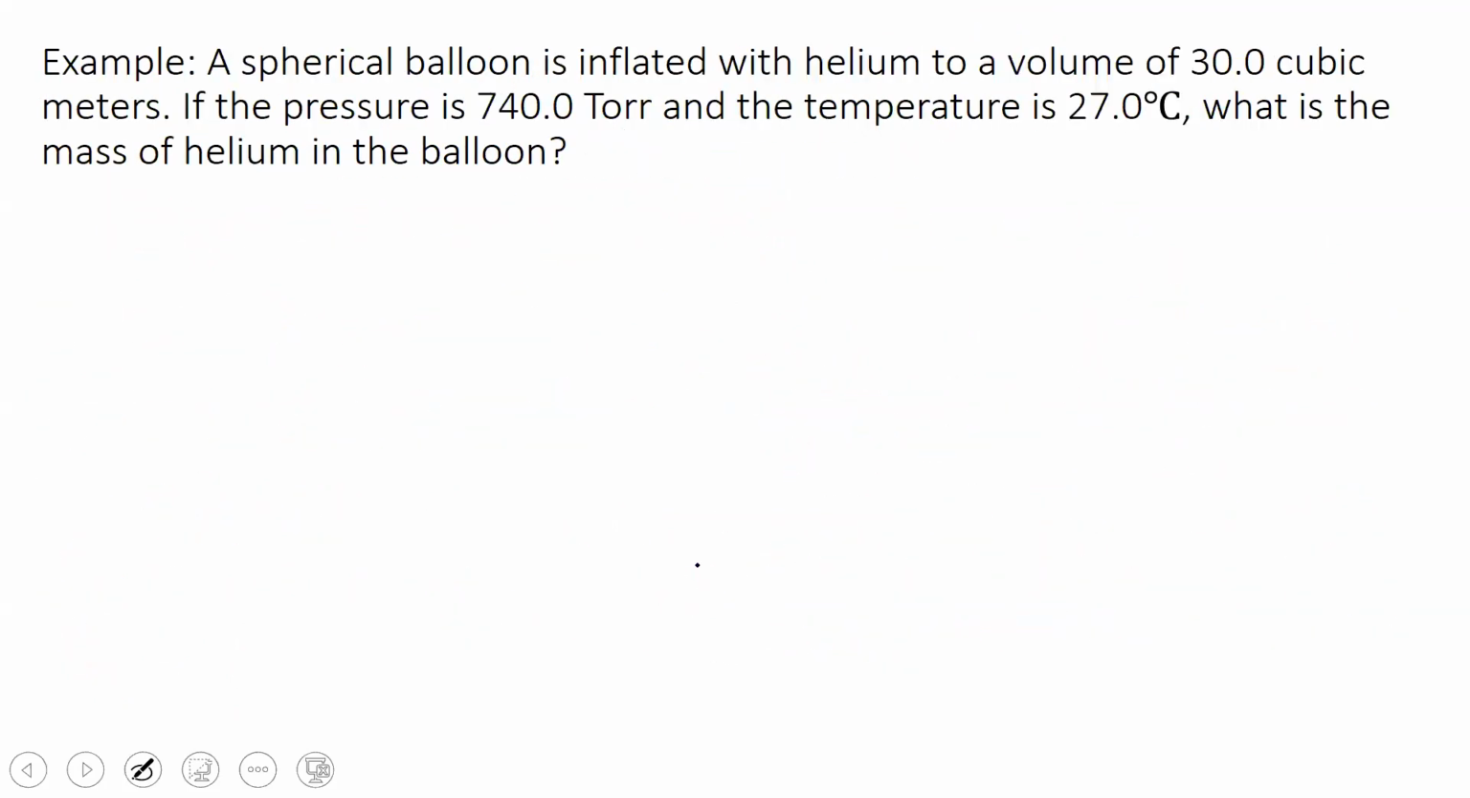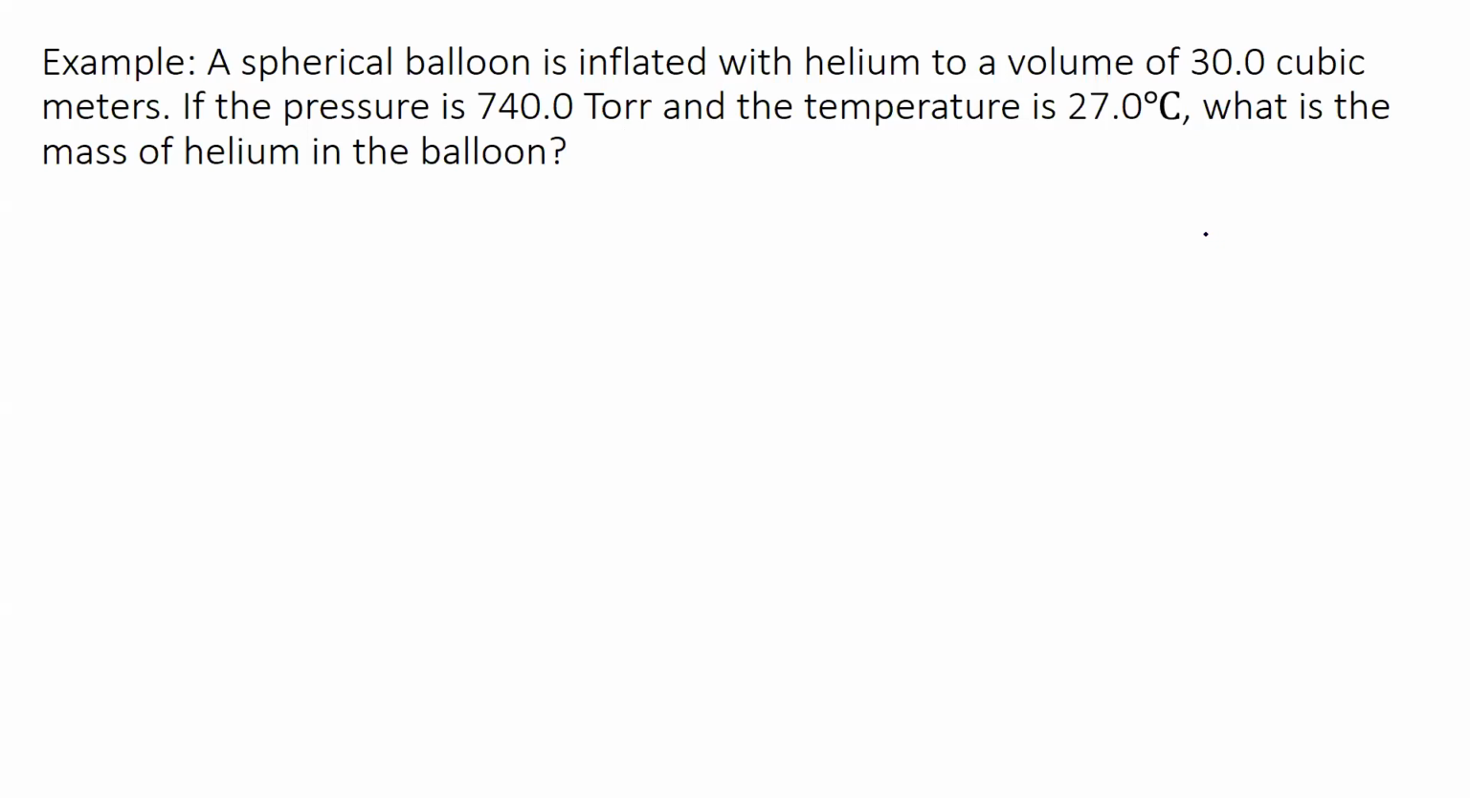All right, let's look at another example and see how moles are related in here. In this example, we have a spherical balloon that's inflated with helium to a volume of 30 cubic meters. Notice this volume is not measured in liters, but our relationship has been using volumes measured in liters. If the pressure inside the balloon is 740 torr and the temperature is 27 degrees Celsius, what is the mass of helium in the balloon?